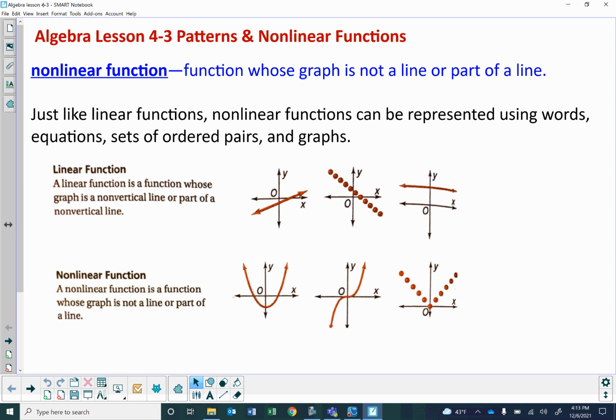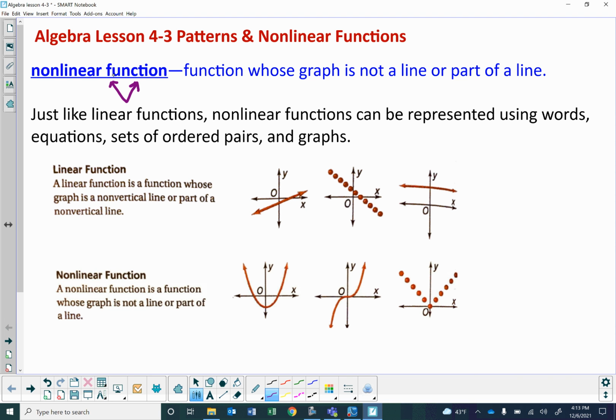This is Algebra Lesson 4-3, Patterns and Nonlinear Functions. A nonlinear function is a function whose graph is not a line or a part of a line. Graphs that are nonlinear look something like this. You could have a graph that looks like a V graph.